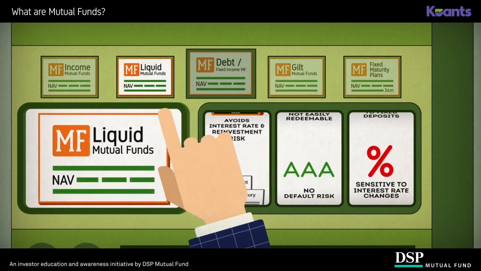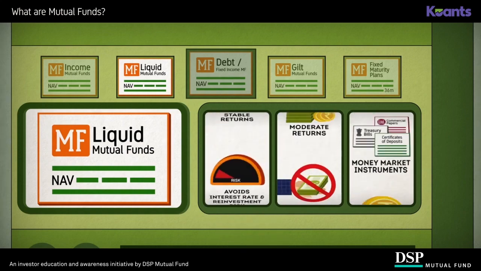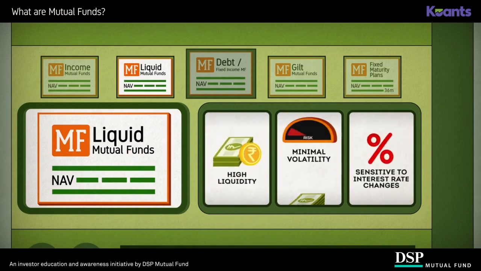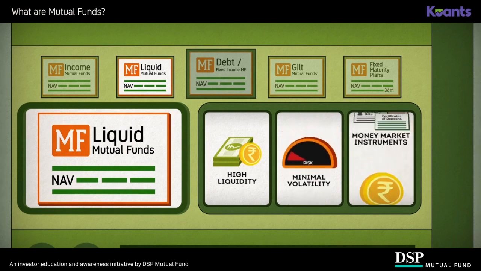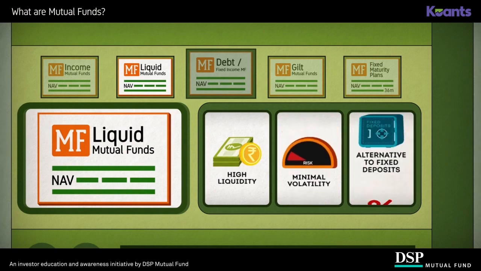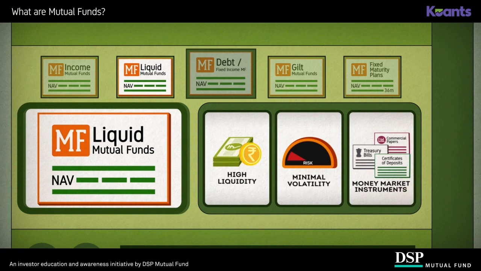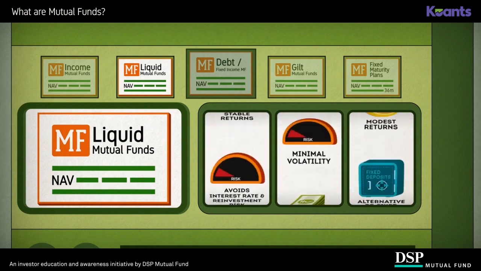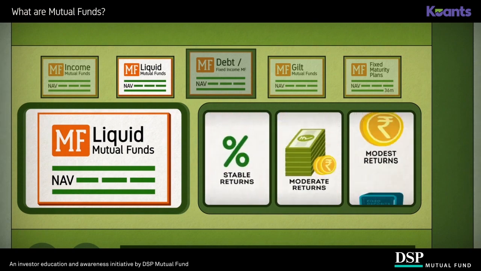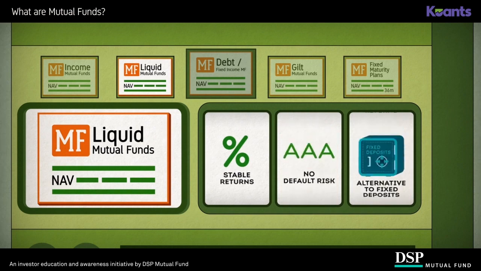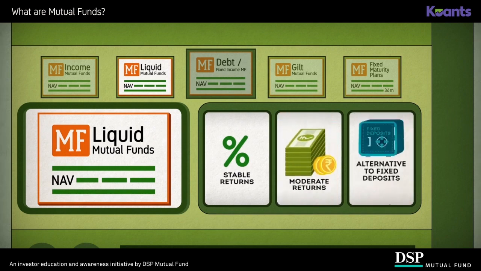However, prices and returns over the short term, say less than 1 year, can be sensitive to changes in interest rates. Liquid funds are suitable for investors who seek a high degree of liquidity and can tolerate only minimal volatility. These funds invest only in highly liquid money market instruments such as treasury bills, commercial papers, and certificates of deposits. Their prices and therefore daily returns do not vary much, so they are considered a more stable form of investment that can offer moderate returns. Experts sometimes recommend liquid funds as a good alternative to fixed deposits.